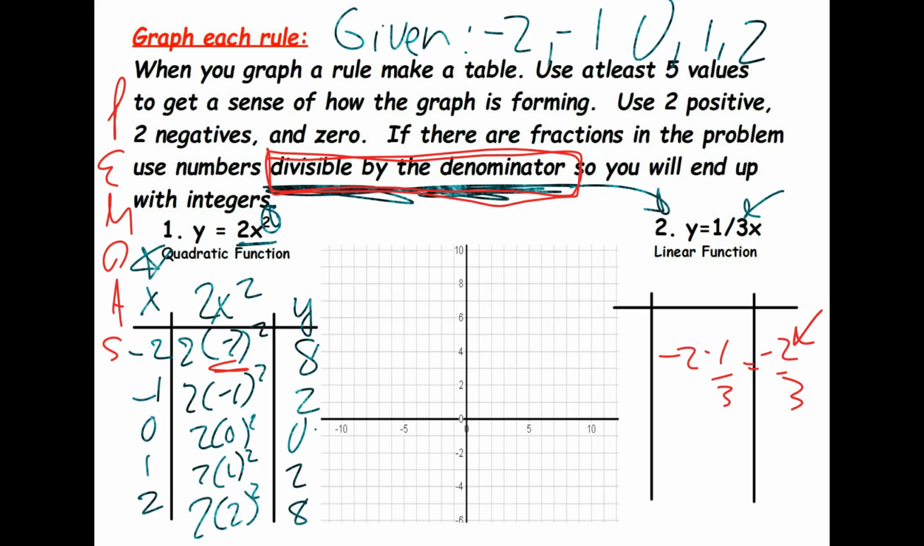Who wants to graph this? Anybody trying to graph that? No, we're not going to graph that. So what we're going to do, we're going to choose numbers divisible by 3. So what will be our -2 version of a number divisible by 3?